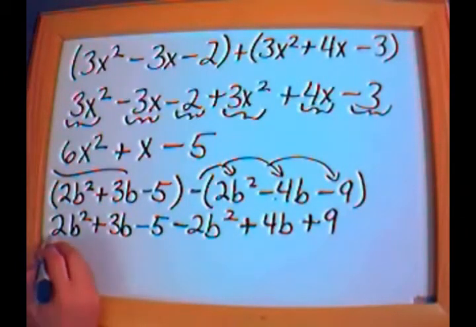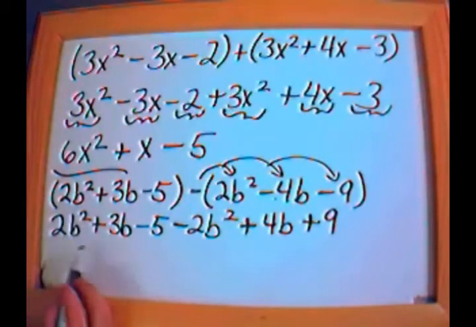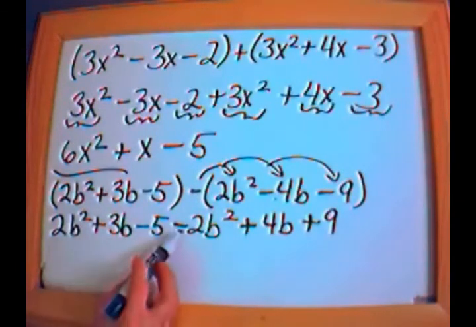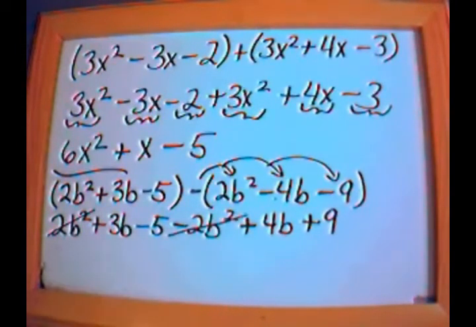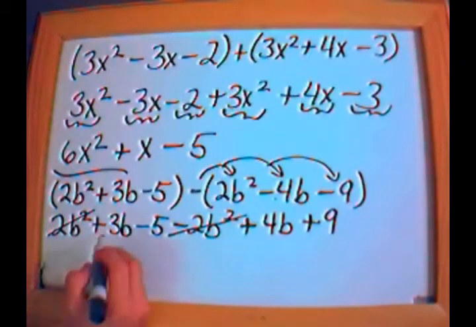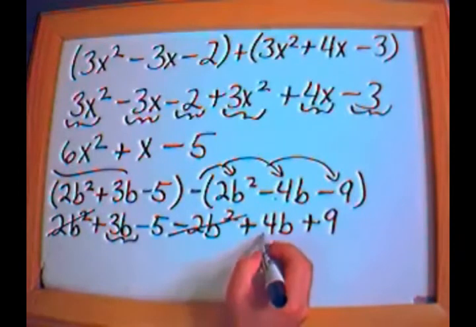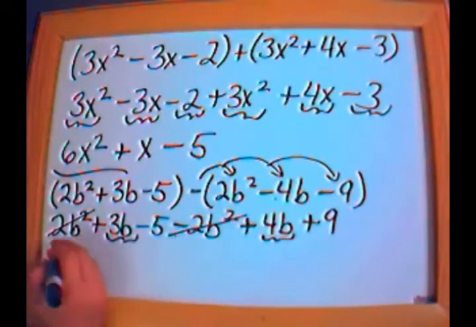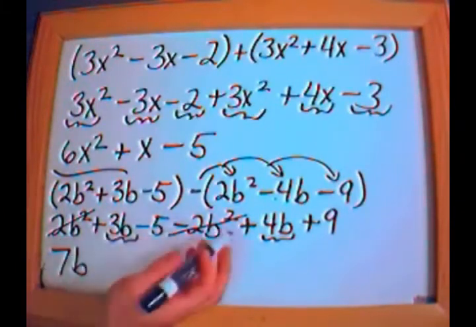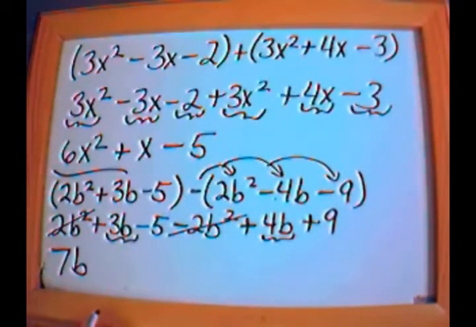I've got to group my like terms. I've got a 2b squared here, and I've got a negative 2b squared here. 2b squared minus 2b squared is simply going to be 0 because 2 minus 2 is 0. So I'm just going to draw a line through this, and I'm going to draw a line through that. They disappear because 2b squared minus 2b squared is simply 0, so that goes away. This is a like term with this, 3b and 4b. 3b plus 4b is 7b. 3 plus 4 is 7, and I just keep the b along for the ride.